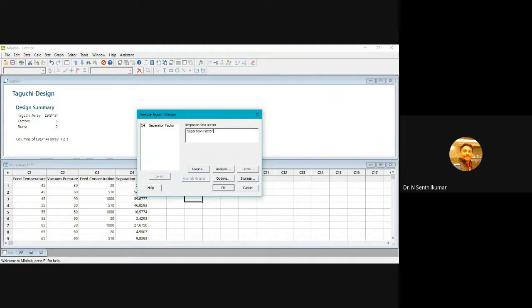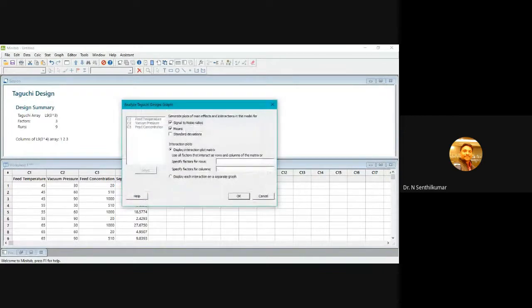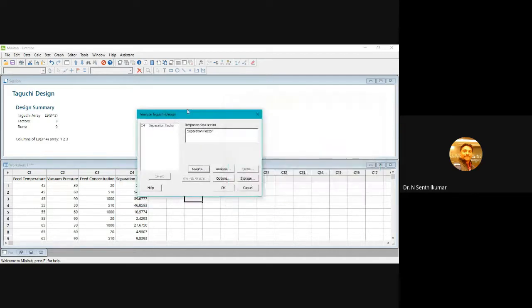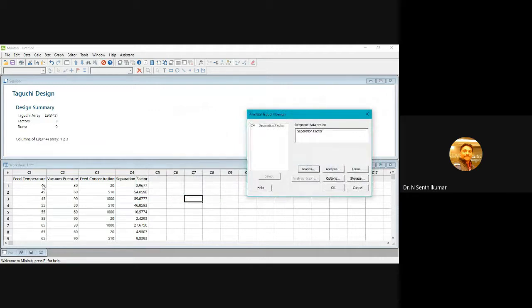Now we have different tabs here. The first tab is Graph. It generates plots of main effects and interactions in the model for the signal to noise ratio and the means. I'm not going to convert the mean into signal to noise ratio. So what is the mean here? This 45 is my level value. You can see in the first one, feed temperature 45, 45, 45.